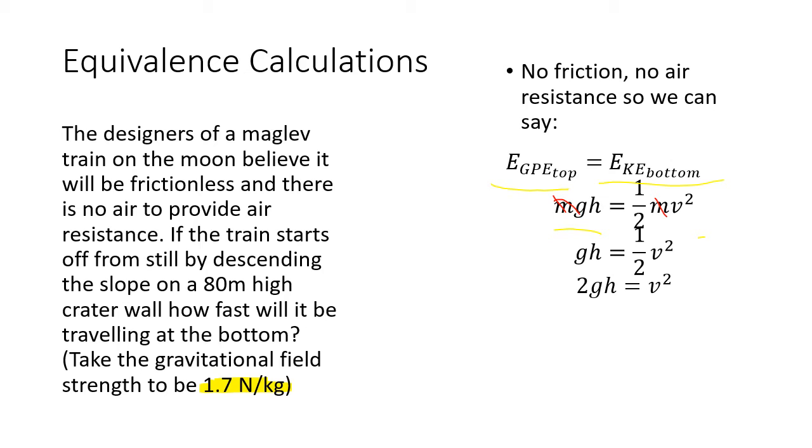What's the opposite of halving something? It's doubling it, so I always do the opposite on the other side of the equation. So I've got 2gh equals v squared. And what's the opposite of squaring? It's square rooting. So on the other side, I square root, so I get v equals the root of 2gh.